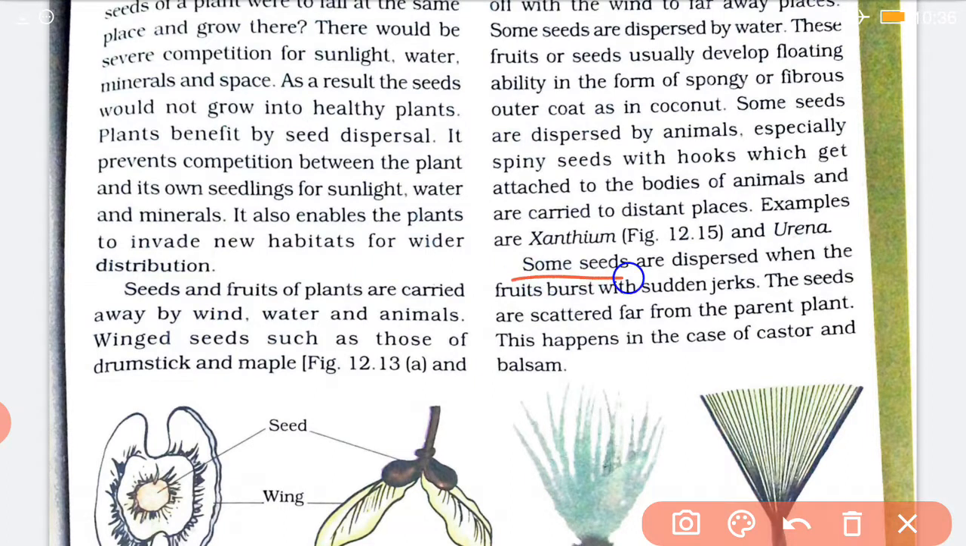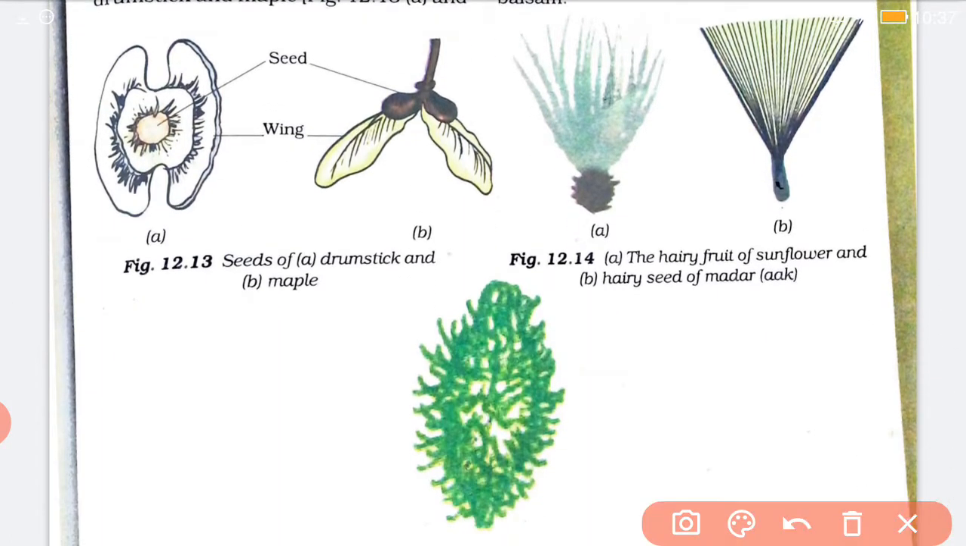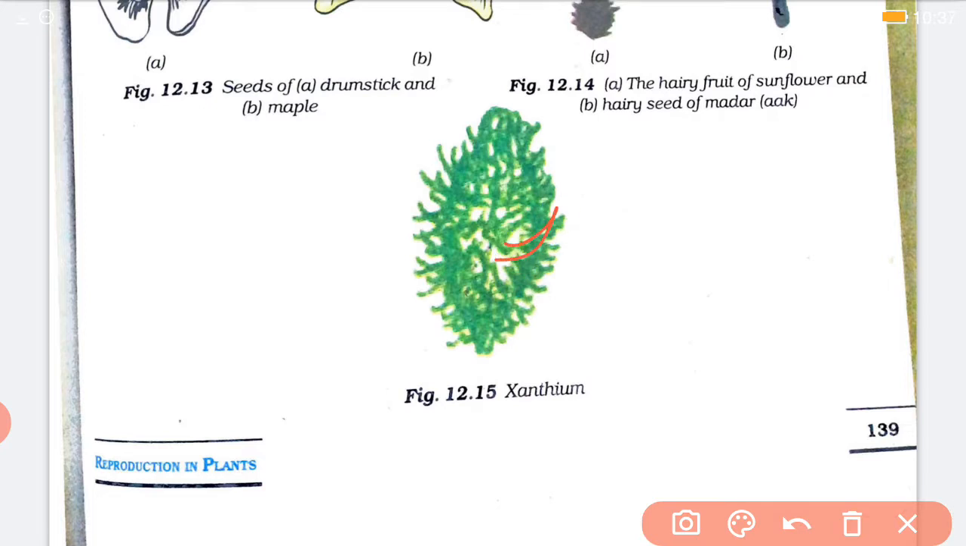Now some seeds are dispersed when they burst open. Means जब seeds पूरी तरह डेवलप हो जाता है, सीड कोट फट जाता है, बर्स्ट कर जाता है. Your example is castor and balsam. So these are different ways by which seeds are carried from one place to another for better development of the plant. And see here, examples are given here: hairy fruit of sunflower and madar. Then this is xanthium. See here, spines are given. ये xanthium आपके कपड़े में भी बहुत बार stick कर जाता है. So you might have seen this seeds.